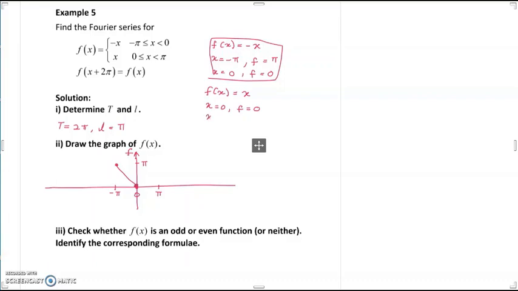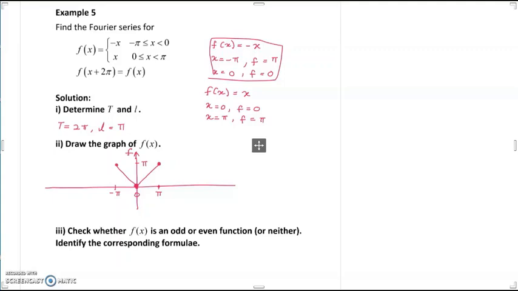So we have again the origin here. And then when x equals pi at the right interval, the f is positive pi. So when x is pi, the f is also pi. So we have this node over there, and then we connect the line. Okay, so that's the shape of our graph in the range of negative pi to pi.